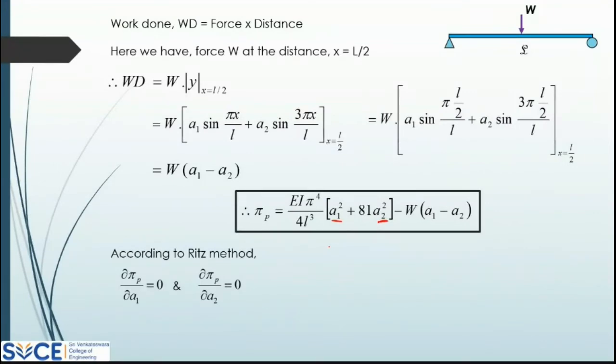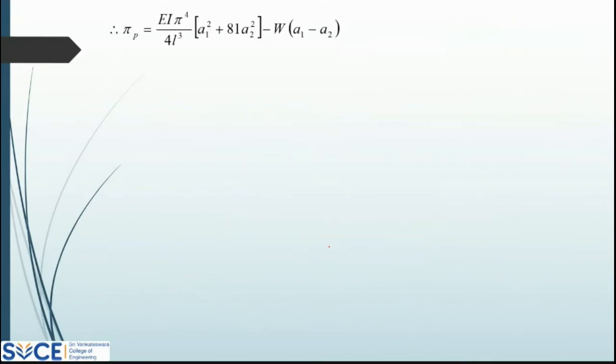First, let us consider dou phi p by dou A1 and equate it to 0. What we'll get, this is a common term, you can write A1 square, and if we differentiate, you'll get 2A1. And this will be minus W. So this is my term after you apply the limit.